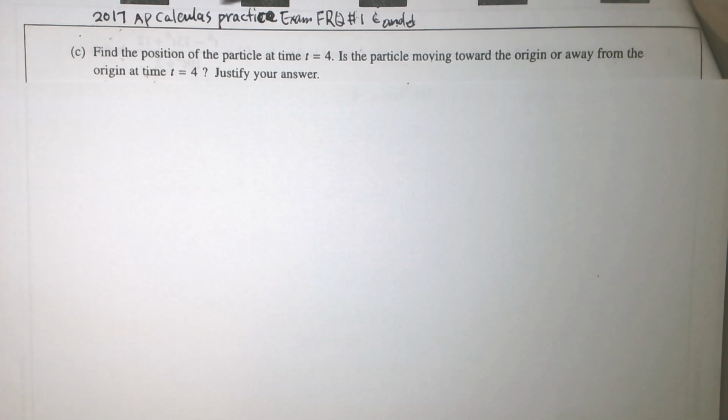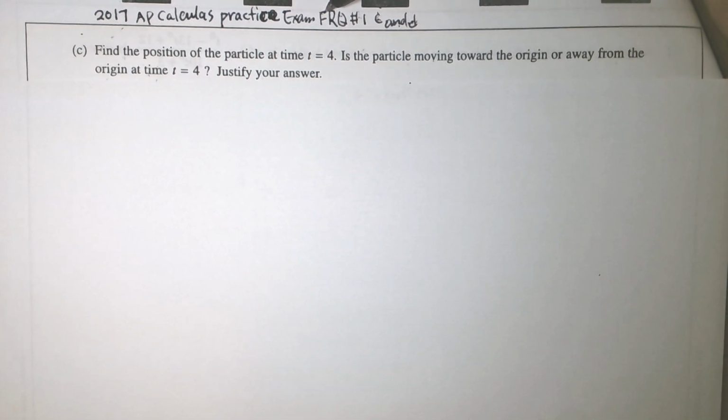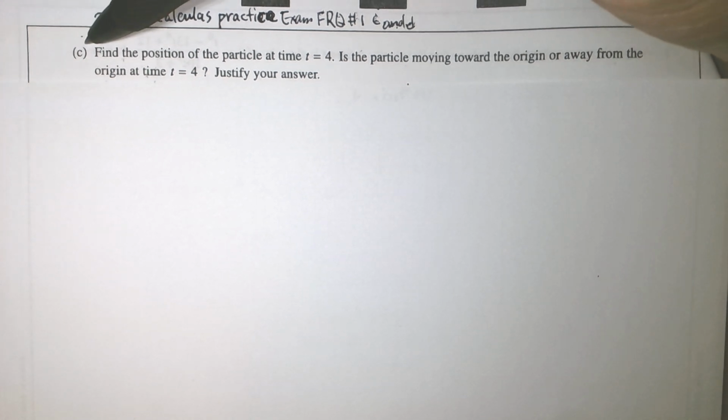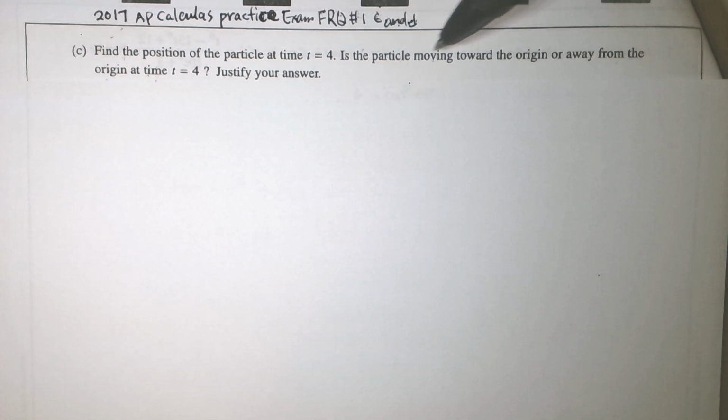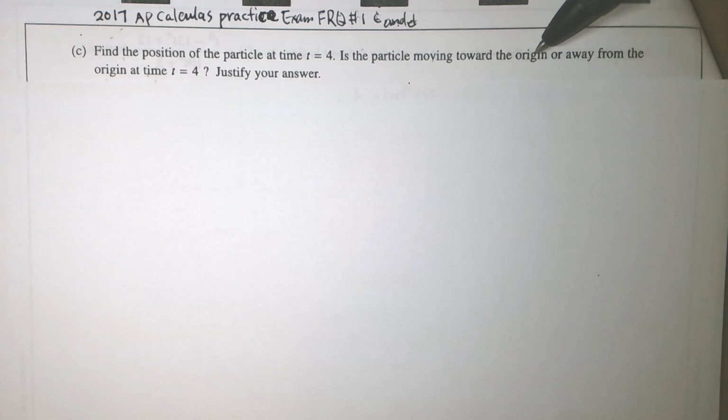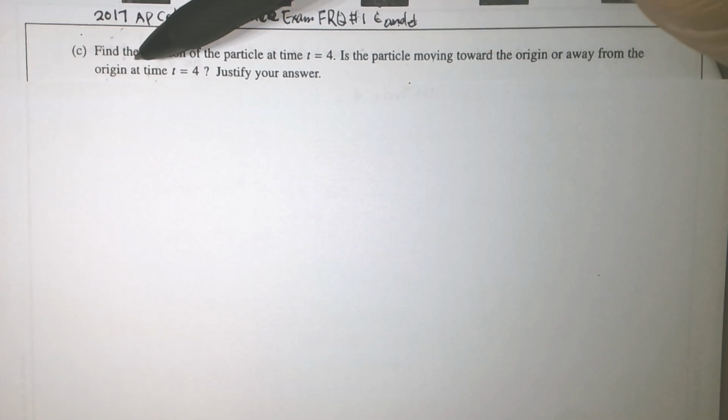This is a 2017 AP Calculus Practice Exam Free Response Question number 1, C and D section. C. Find the position of a particle at t equal to 4. Is the particle moving toward the origin or away from the origin at t equal to 4?